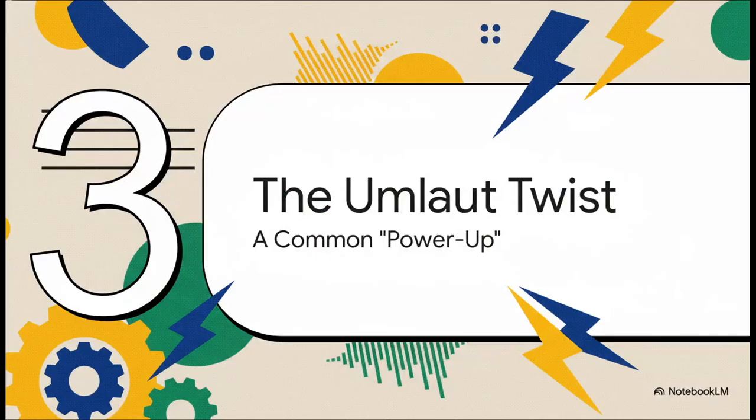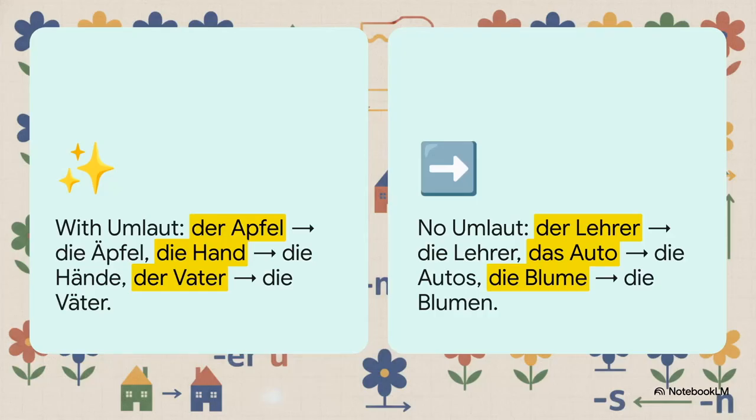Okay, so let's circle back to that vowel change we saw a minute ago, the umlaut. The trick is to stop thinking of it as some crazy new rule. It's more like a power-up that gets added to certain nouns from those first 3 groups we talked about. It's not random. It's a specific feature you learn for specific words. And this slide really shows you what I mean.